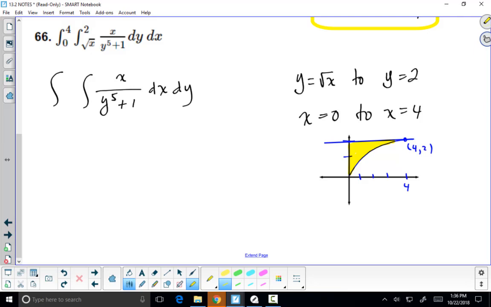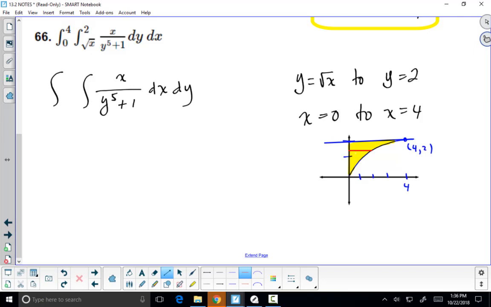And we know it's on that side because we're going from square root of x up to 2. So we know that's the region. Now we want to swap the integral. So we're going to switch the order of integration by using a horizontal element instead of a vertical element.